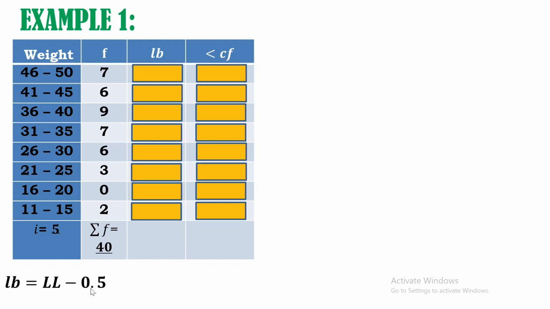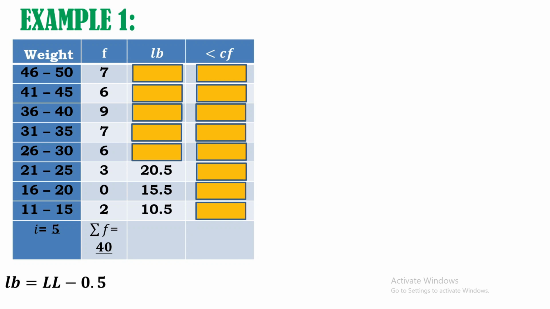Now, for the lower boundary, we simply have to use the formula LB is equal to LL minus 0.5. Or, the lower boundary is equal to the value of the lower limit minus 0.5. So, for the class interval 11 to 15, we have the lower limit 11 minus 0.5, that is 10.5. For the class interval 16 to 20, we have 16 minus 0.5, and that's 15.5. Next, we have 21 minus 0.5, that's 20.5.